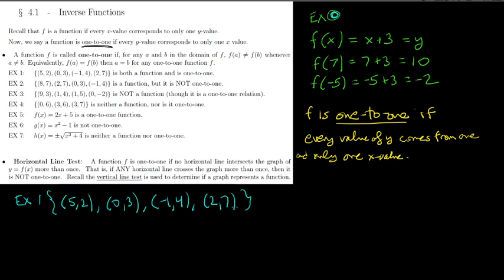I hope it's clear that this is a function because every x value has only one y value. In other words, none of the x's repeat. And also, every y value doesn't repeat, so it comes from one and only one x value. So this is one-to-one.